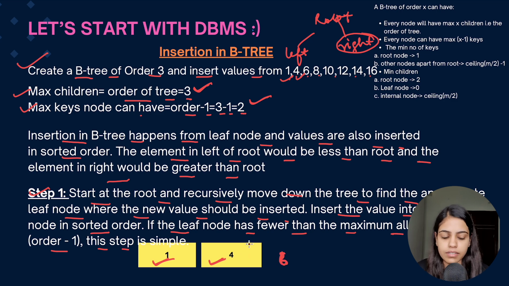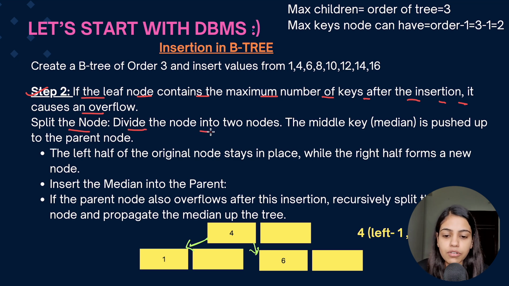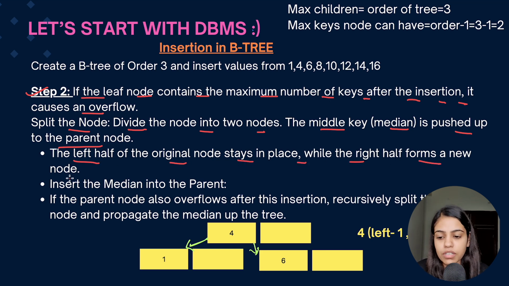So how can we insert 6? In step 2, if the leaf node contains the maximum number of keys after the insertion, it causes an overflow. So split the node, divide it into 2 nodes. The middle key, that is the median, is pushed up to the parent node. The left half of the original node stays in place while the right half forms a new node.